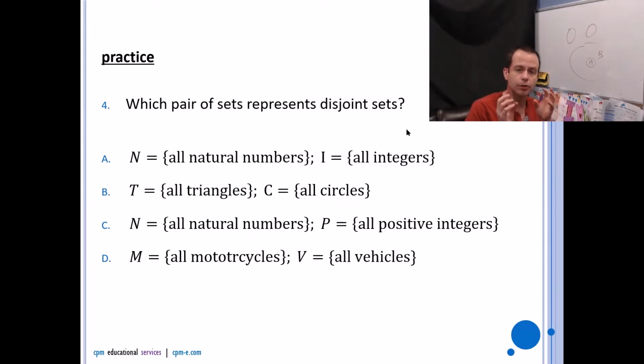B, all triangles and all circles. Could I have an overlapping region that is both a triangle and a circle at the same time? No, can't be. Okay, so it has to be B.